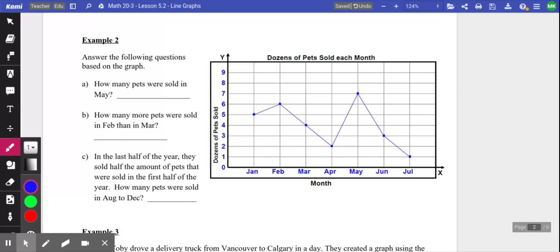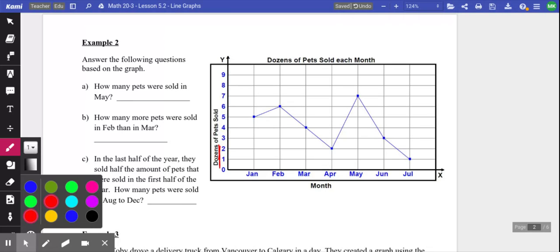At some point, you saw line graphs and figured out what's going on. This line graph is about dozens of pets sold each month. So it's always important to know what your scale is. It's going by dozens. Dozens means times 12. So 1 dozen would be 12. 2 dozen would be 2 times 12. 3 dozen would be 3 times 12, and so on and so forth.